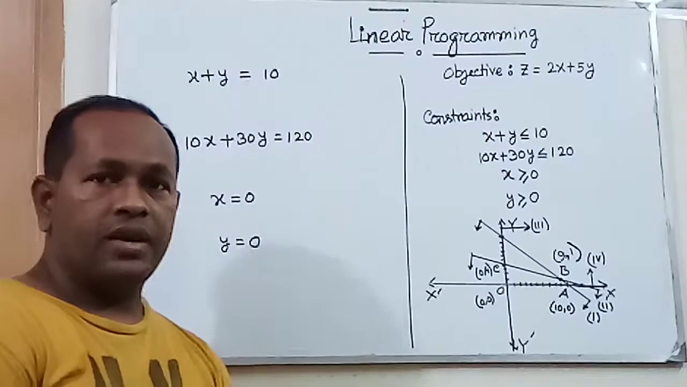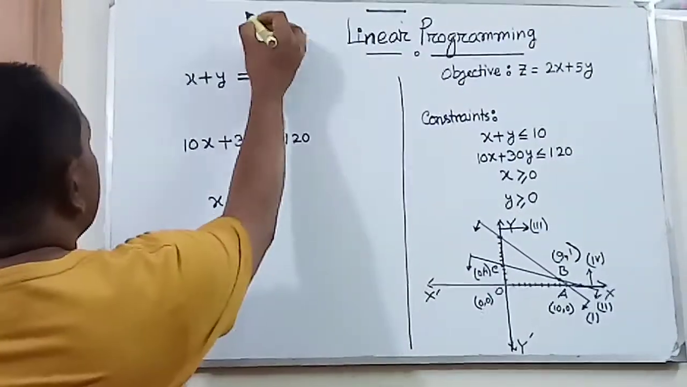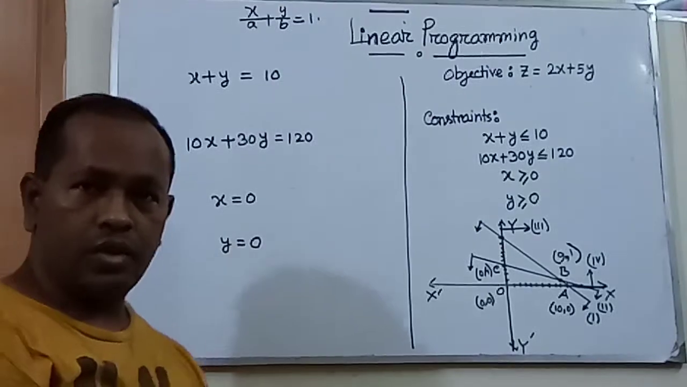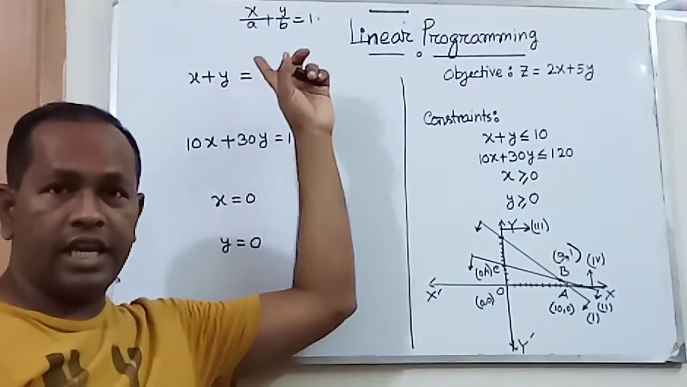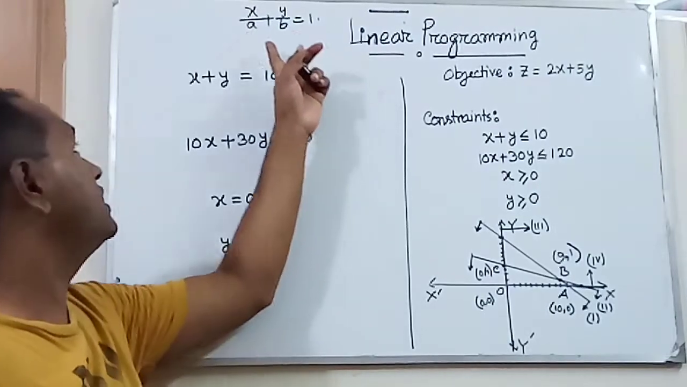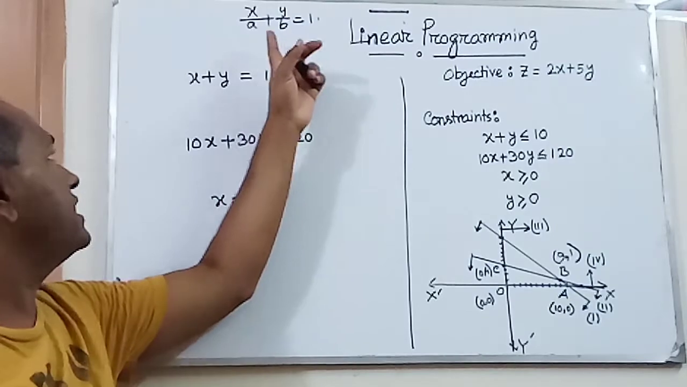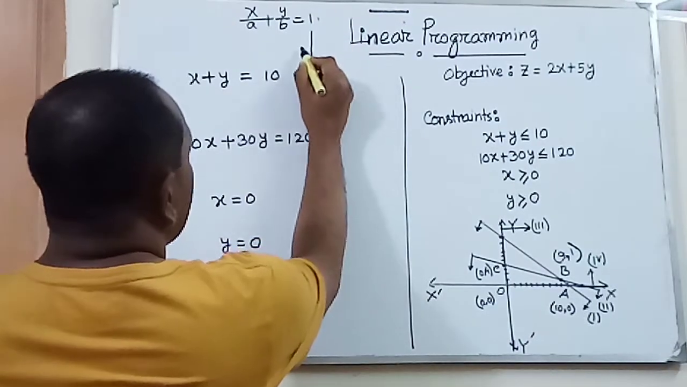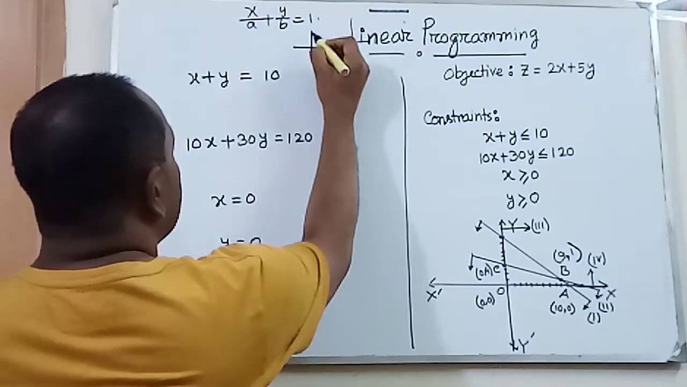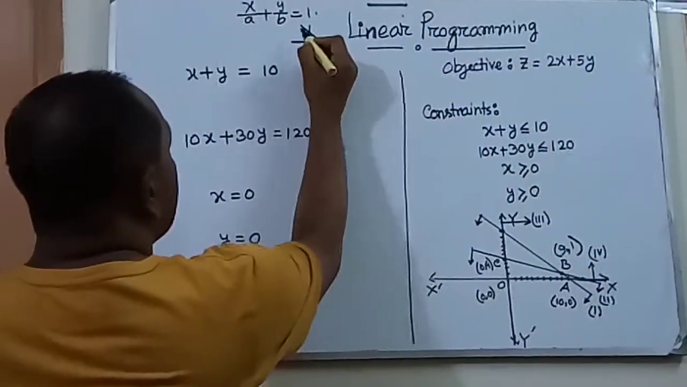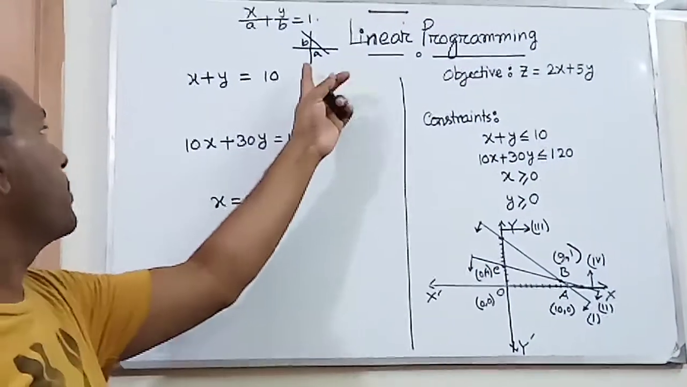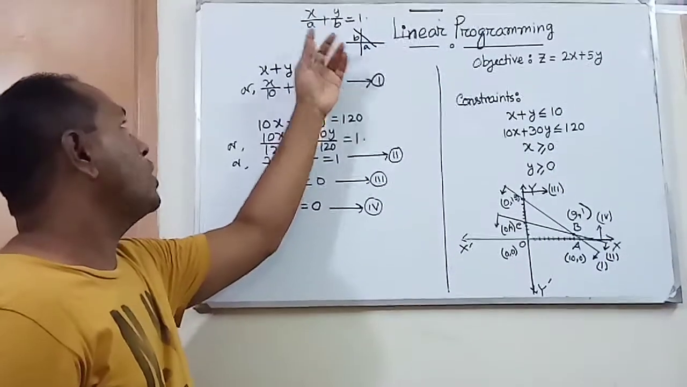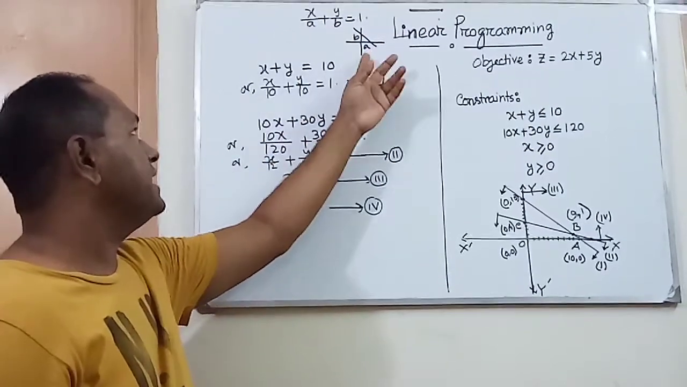Let's see. First of all, let us consider our equation x divided by a plus y divided by b equals 1. Can you tell me what type of equation this is? This is the equation of a straight line which cuts a from the x-axis and b from the y-axis, and it can be represented graphically in this way. This is a and this is b. That means from the x-axis the intercept is a, from the y-axis the intercept is b. This is how you can represent this equation graphically.